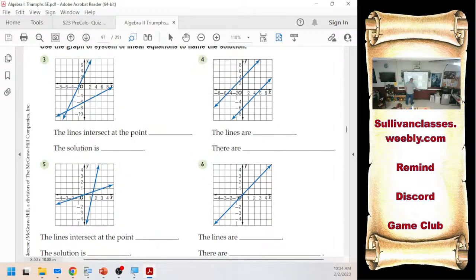Okay, these ones you're just telling me what the solutions are. 4 and 6 we better know because I just look at the front page and it tells me. If they never cross, what's the solution? There isn't one. What's that called? Parallel lines. Okay. If it says the lines are, like plural, and then there's only one line, so what are the lines? Infinitely many solutions because the lines are the exact same thing.